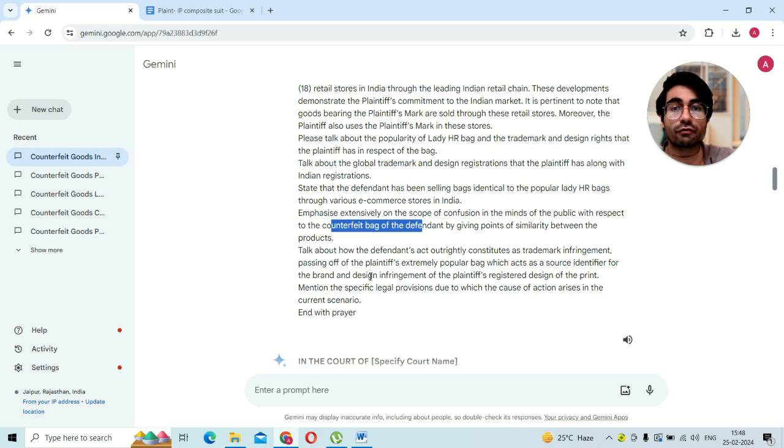So this is something which we have to emphasize extensively upon, that there is a scope of confusion, which means that people are bound to get confused. There is a very good probability, a very good chance that people are going to get confused when they look at these fake products, these counterfeit products. They are going to think that yes, they belong to the original brand which has created these products, right?